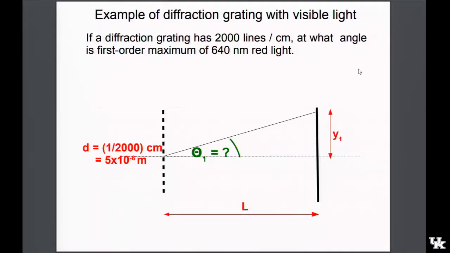And so let's take a moment and let's work through an example. Let's work through an illustration. So here's an example or an illustration. We're told, in this case, this is an example involving visible light. And we're going to shine visible light on a diffraction grating or a multi-slit arrangement. And we're told that the diffraction grating has 2,000 lines per centimeter. And we're told that we're shining red light, wavelength 640 nanometers, on the diffraction grating. And we're going to find the angle of the first maximum.